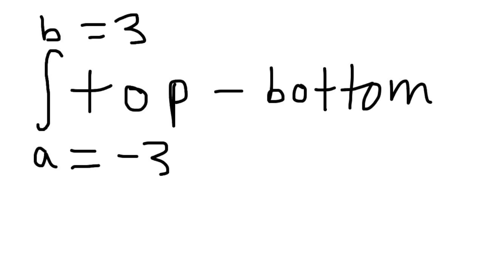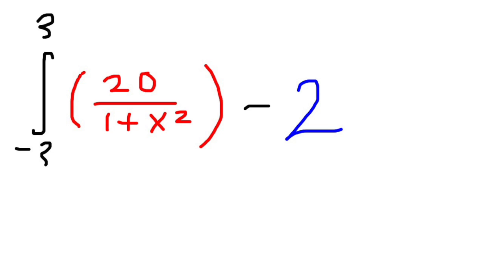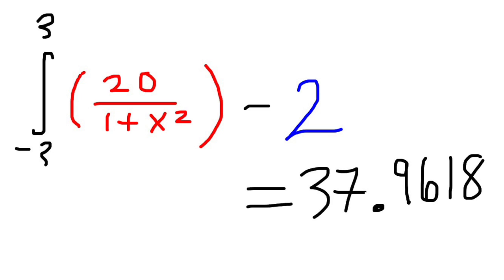Okay, so then you're going to want to put all of this information into your formula. So the top is 20 divided by 1 plus x squared, and then the bottom is 2, so minus 2. Then you plug in your limits, a and b. And so you put this into the calculator, and you should get the answer is 37.9618, or somewhere around that.